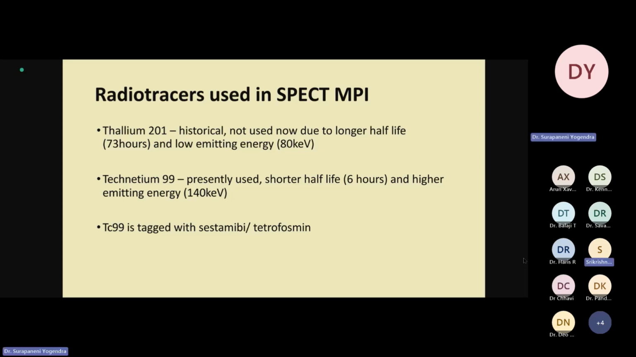Technetium 99 comes in 3 different preparations: technetium 99 sestamibi, tetrofosmin, and teboroxime. So teboroxime is FDA approved but is not available for clinical use.